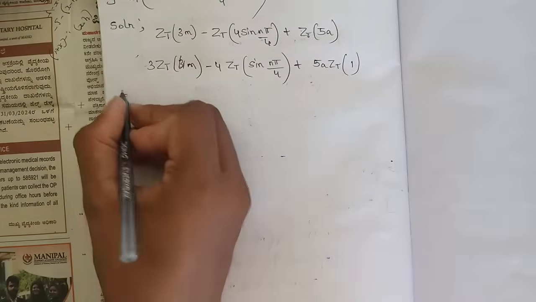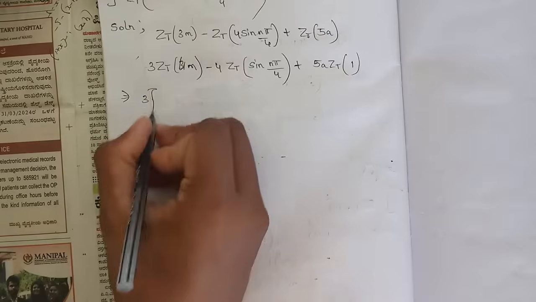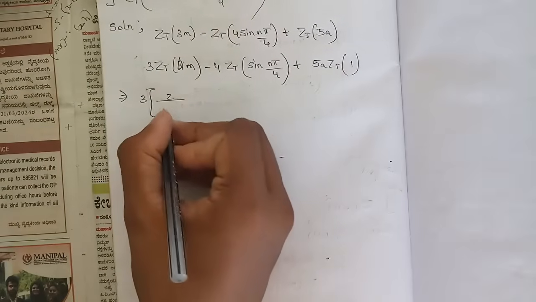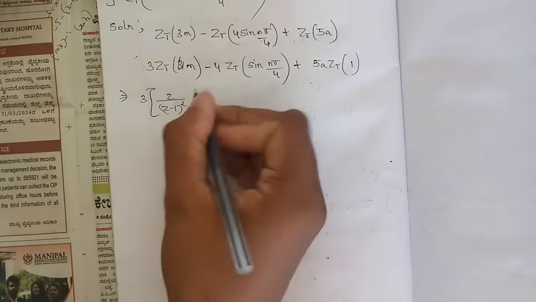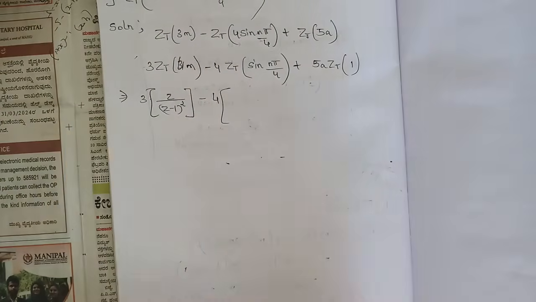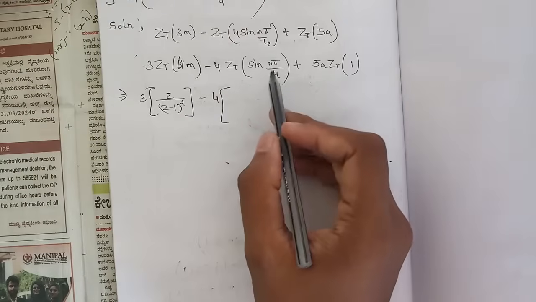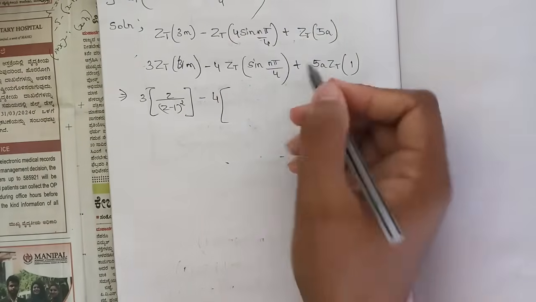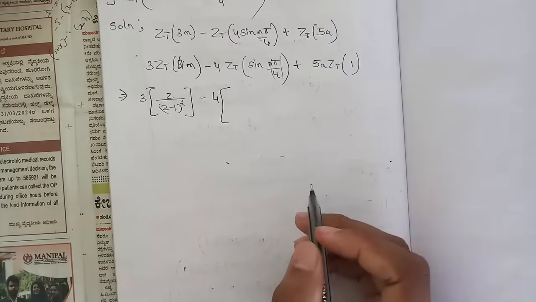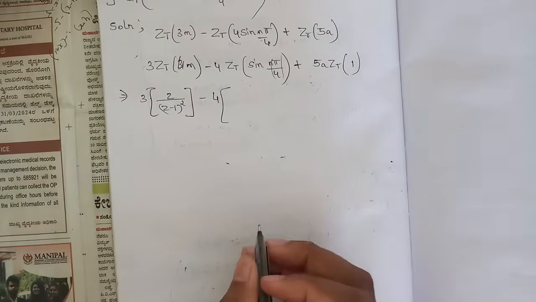So now let's simplify this further. 3 into what is the Z transform of n? Z divided by (z minus 1) whole square, minus 4 into, now we can see that this corresponds to sine n theta. In place of theta there is pi by 4, right? And we have already written a note of some of the Z transforms and we have written for sine n theta as well. So what does that say?